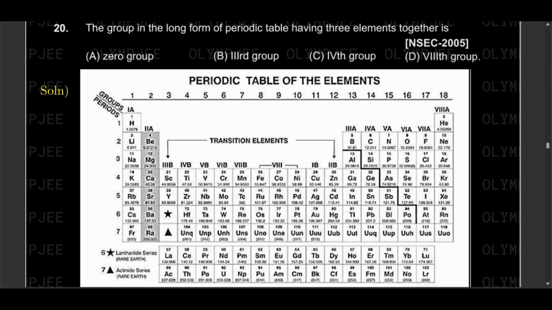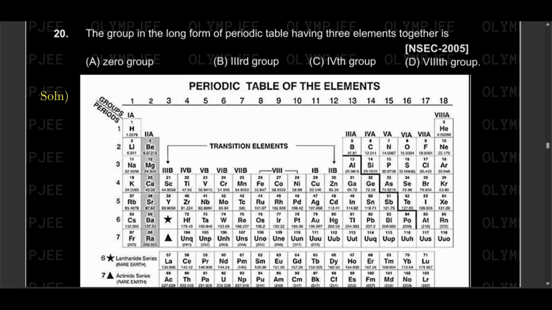Question 20 is again based on the Mendeleev's periodic table. So the group in the long form of periodic table having 3 elements together is... So we already discussed that the 8th group has 3 elements together, right? Because the fourth period would have Fe, Co, and Ni. The fifth row would also have three elements together in the 8th group. So the answer is D.